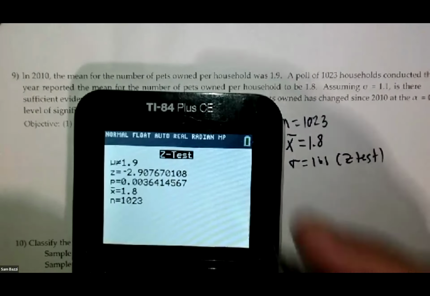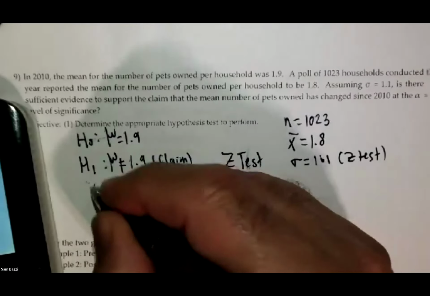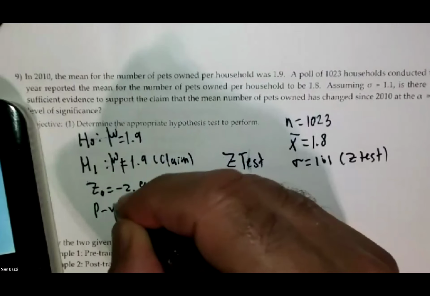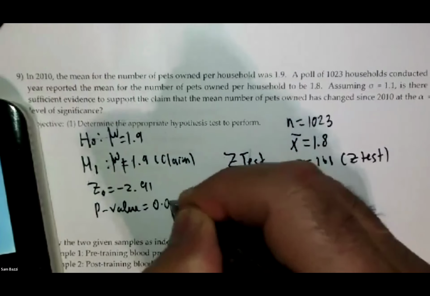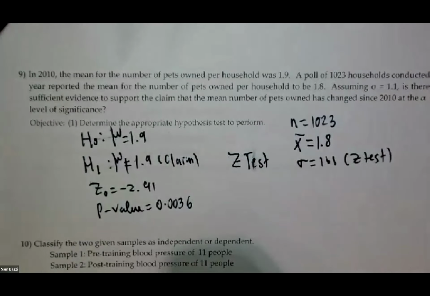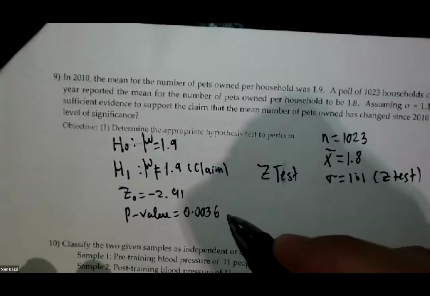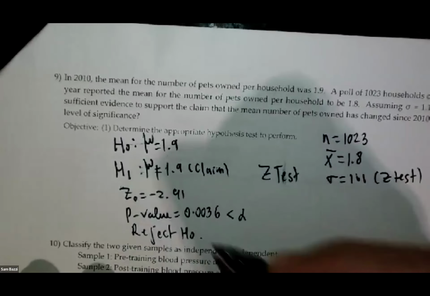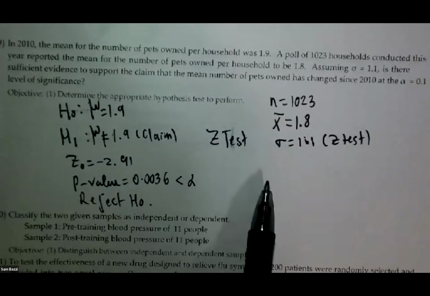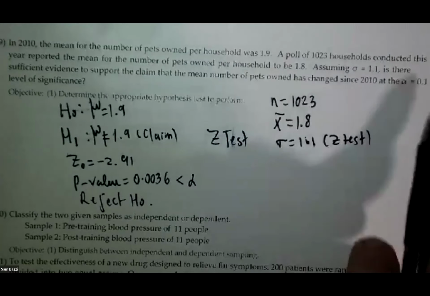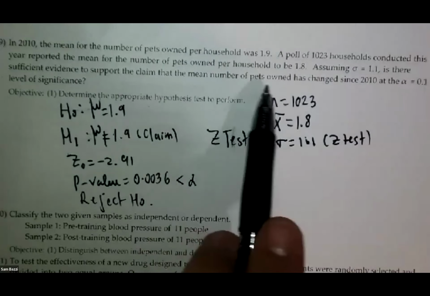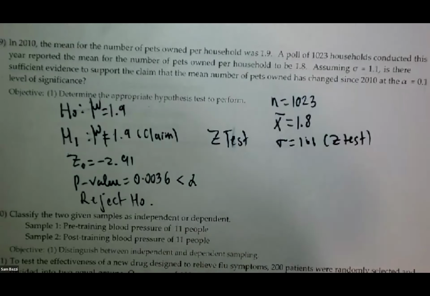So Z is negative 2.91. Z0 is negative 2.91. P-value is 0.0036. And would you guys agree with me that this p-value is so small, so it's less than alpha? We reject H0. And what would be the conclusion, guys? The conclusion would be there is enough evidence at the 10% level of significance to support the claim that the mean number of pets owned has changed since 2010.